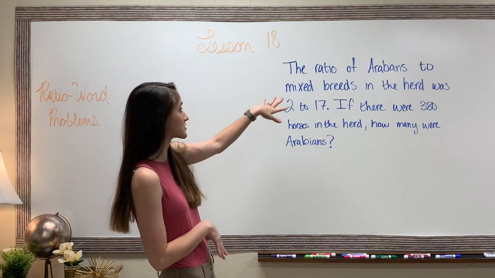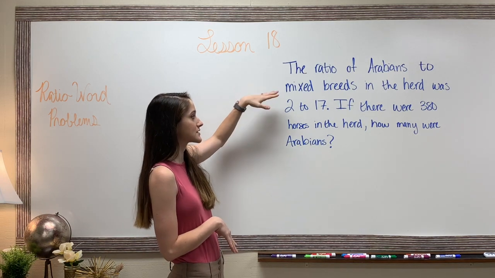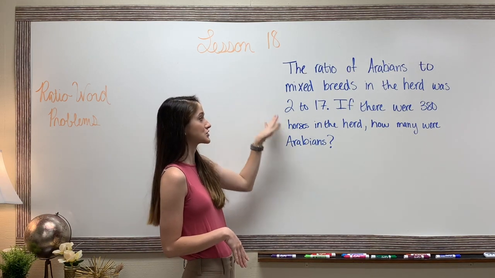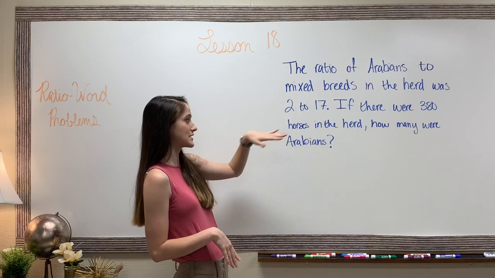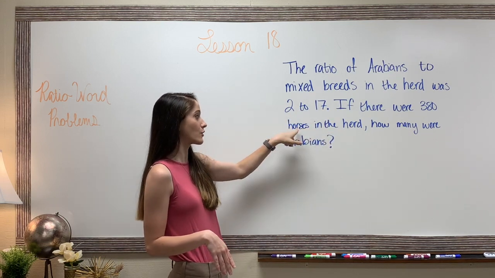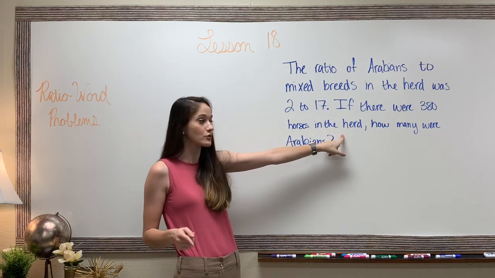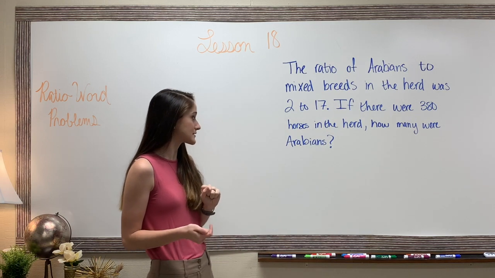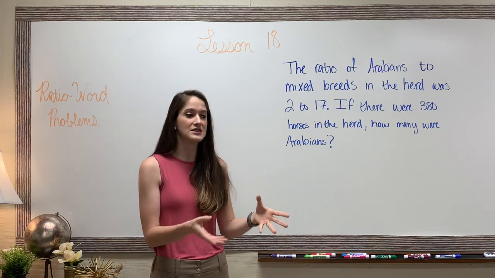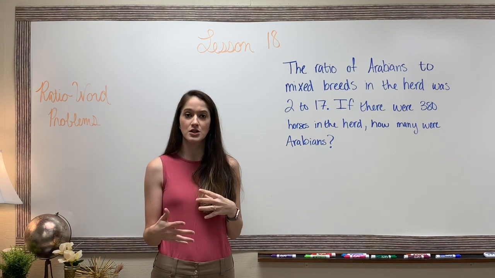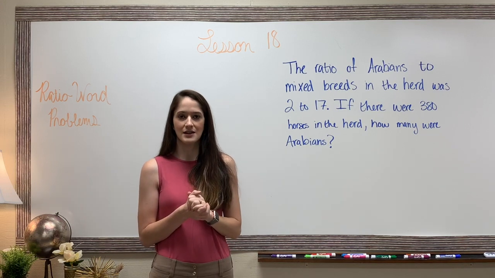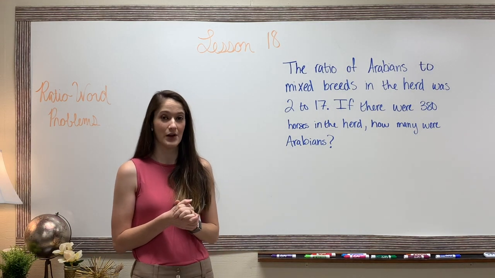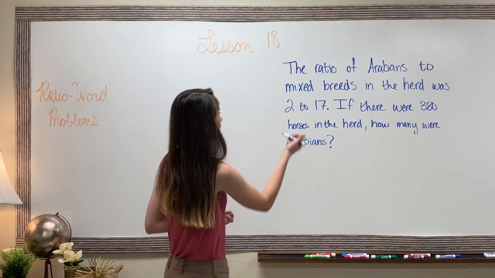So our first question, the ratio of Arabians to mixed breeds in the herd was 2 to 17. So right there's my rate. If there were 380 horses in the herd, meaning the total, how many were Arabians? So what we're going to do is we're going to take this information, set up some ratios, and we're just going to set them equal to each other and then cross multiply to solve.